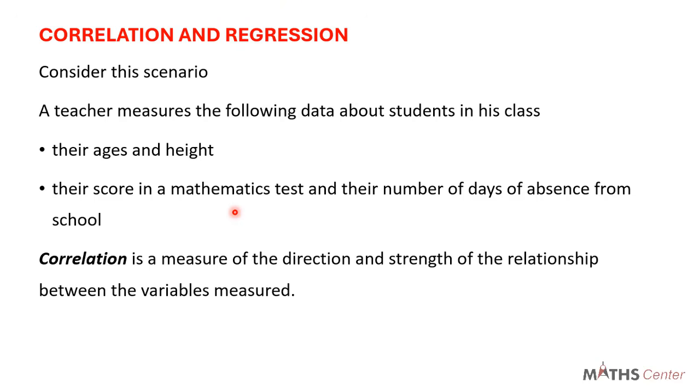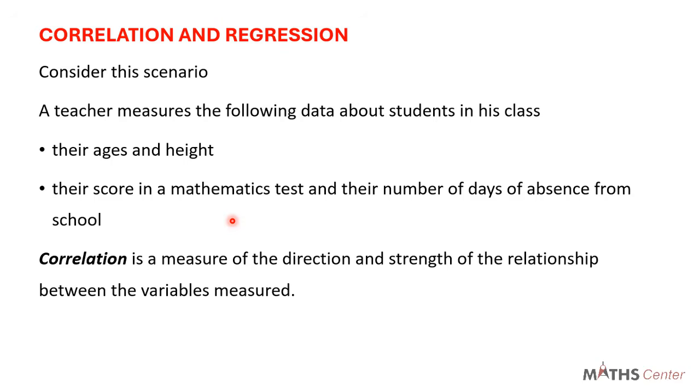Correlation is a measure of the direction and strength of the relationship that exists between the variables measured. So correlation helps us to answer the question, is there a relationship at all? If there is a relationship, what is the strength of that relationship? How strong is the relationship? What is the direction of the relationship? Is it such that as one increases, the other decreases, or as one decreases, the other increases? Correlation helps us to answer these questions.